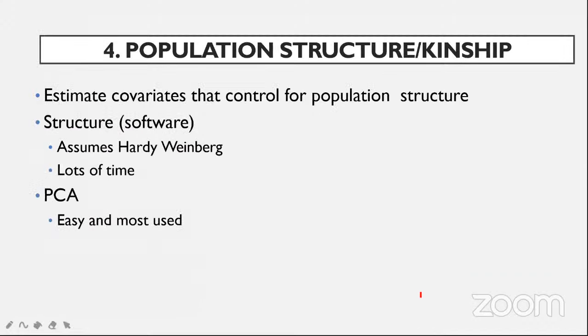So as I said, there are a couple of things that we need to control for: population structure and kinship. So basically we estimate covariates and control for population structure. We use different software like Structure, and the other option is PCA. I'll show you in a minute what they stand for and how they look.